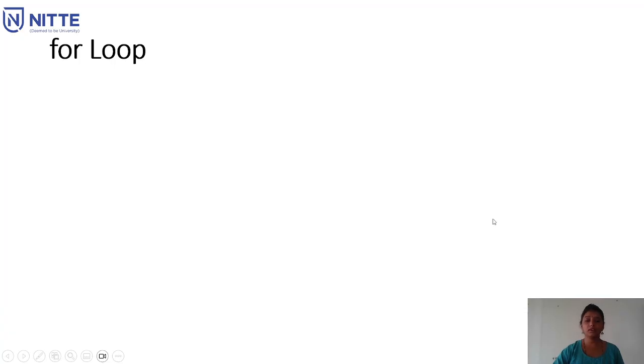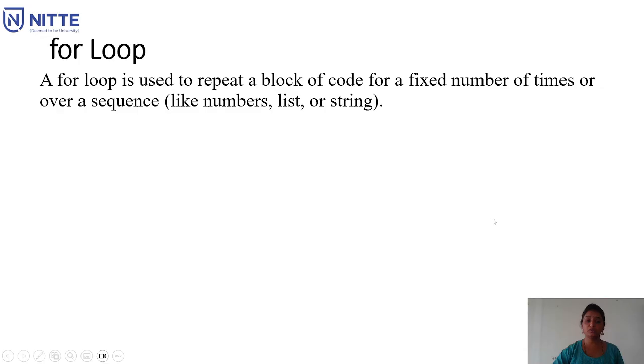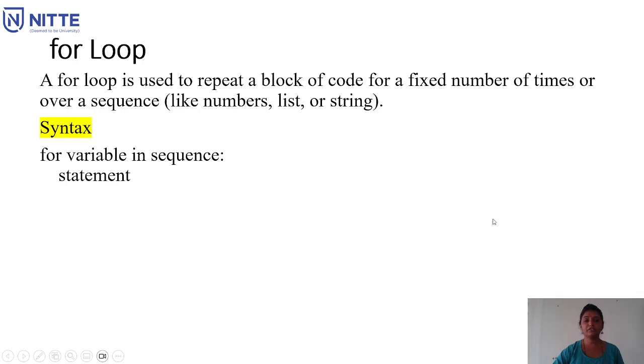Let's see what is a for loop. A for loop is used to repeat a block of code for a fixed number of times or over a sequence. Let's try to understand how to write a for loop using the syntax. For is the keyword, then the variable is mentioned, and the number of times it has to be repeated is mentioned in the sequence, with the statement of what has to get printed. For example, for i in range(1, 6): print(i).